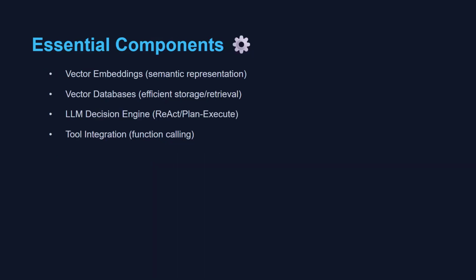Okay. Now, the essential components that we will need. The vector embeddings, which are semantic representations. Then we need a vector database, a very efficient storage and retrieval database, an LLM decision engine, ReAct and plan and execute logic, and then we will also need tool integration, which will call those functions.